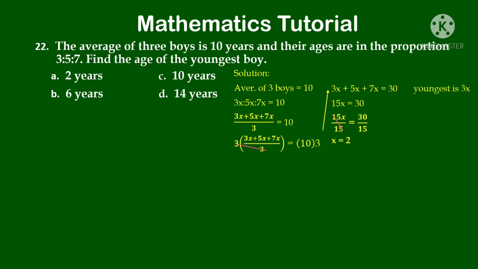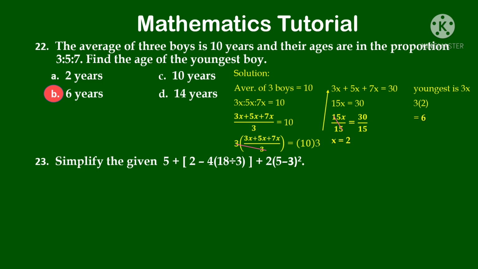So, since youngest boy is on the first ratio, from the given ratio yung una, which is the 3, magiging 3x, just substitute the value of x, which is 2. So, 3 times 2 is 6. Therefore, the youngest boy is 6 years. Ano naman yung pinaka matanda or the oldest boy? So you just get the number 7, multiply it by 2. So 14 lang siya kung ang oldest boy ang hinahanap.